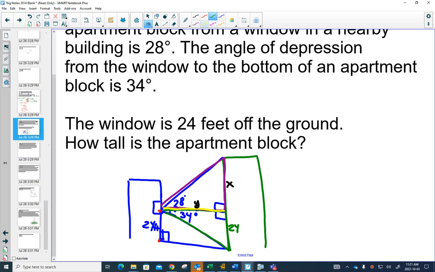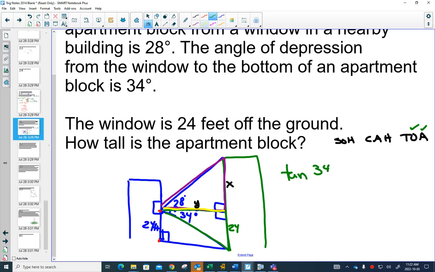Now, in the green triangle, so I'll switch to my green pen, which definition, SOHCAHTOA, which one should I use? You have the opposite, so it's either sine or tangent. This is not the hypotenuse, right? This is the hypotenuse here. So the y is the adjacent side. So you're right, in the green one, we want to use tan. So I'll write out the definition of tan.